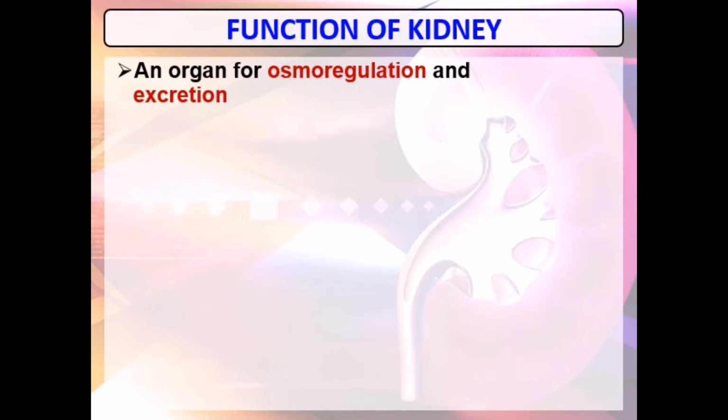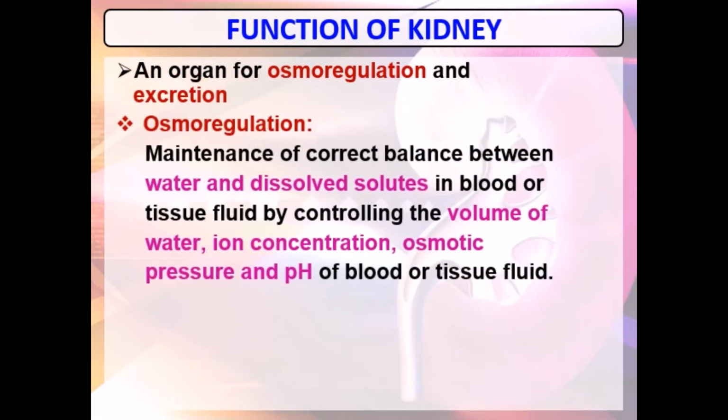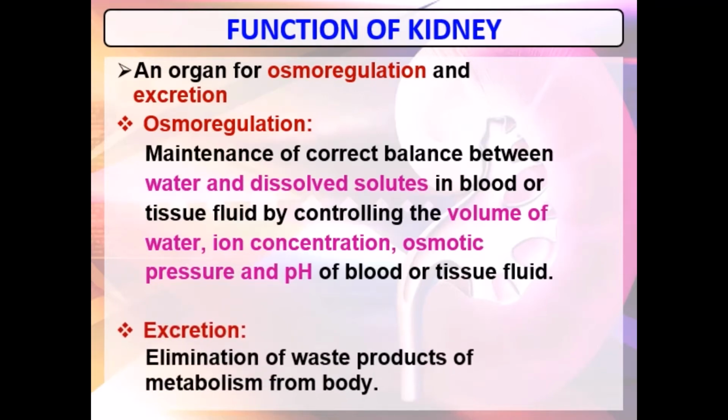Kidney is an organ for osmoregulations and excretion. What is osmoregulation? The maintenance of correct balance between water and dissolved solids in blood or tissue fluid by controlling the volume of water, ion concentration, osmotic pressure and pH of blood or tissue fluid. Whereas excretion refers to the elimination of waste products of metabolism from body.